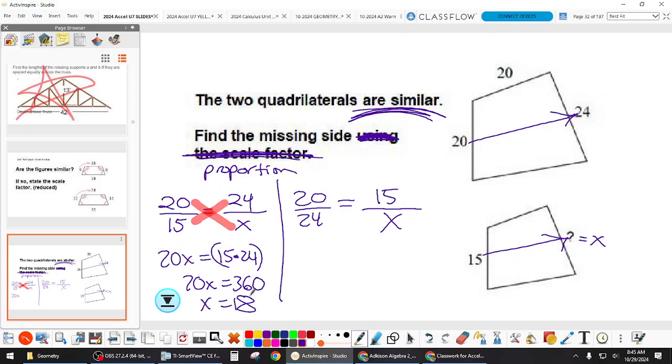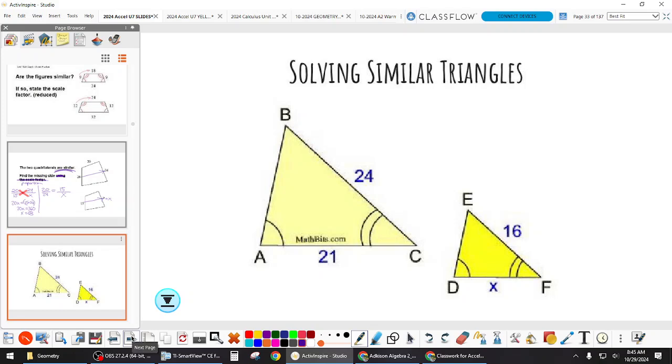Okay, so either one. You notice, even though this is set up differently, 20x and 15 times 24. Okay? How do you feel about that? These are, again, kind of basic solving, but the concept for setup is pretty similar to what we'll do overall. All right, go ahead and take a break.